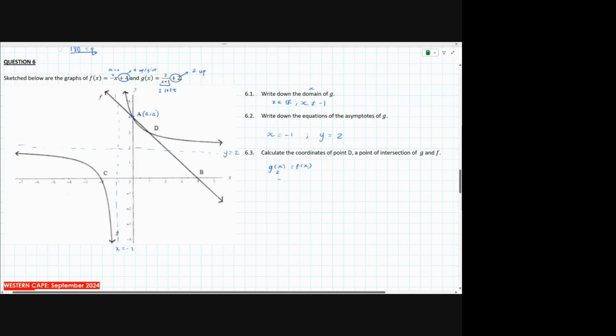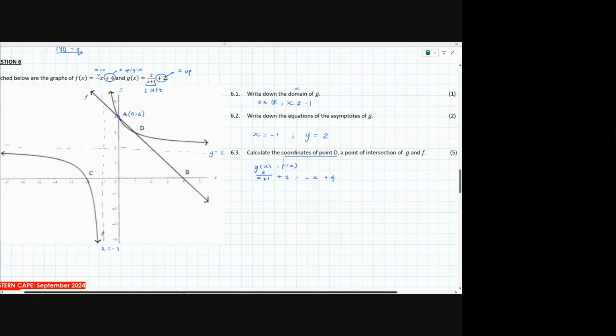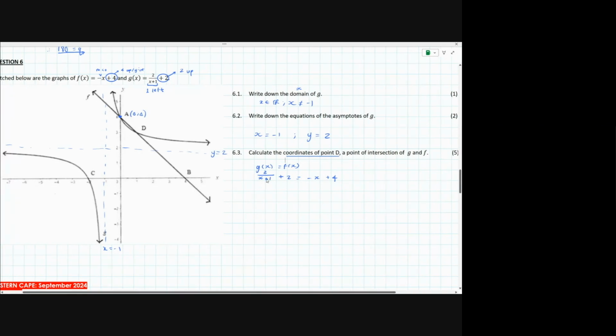Right, I am going to ask you to try this one by yourselves. So I do want you to please go and try to work out your points of intersection here. This is the equation that you're working with. I would like the coordinates of point D. How many marks is this? I think it was 5. I'm going to give you 5 minutes. 5 minutes, 5 marks. I want the coordinates of the point of intersection, please, of point D.